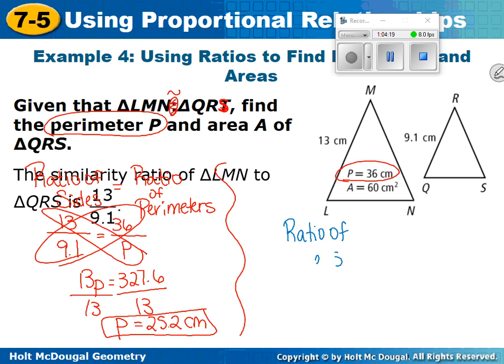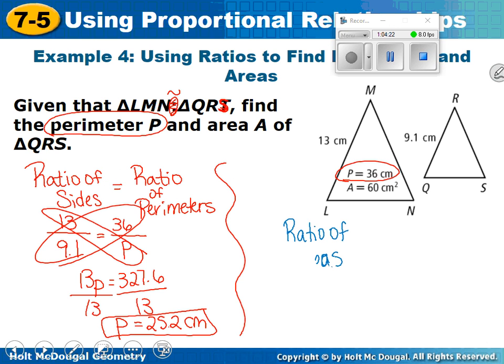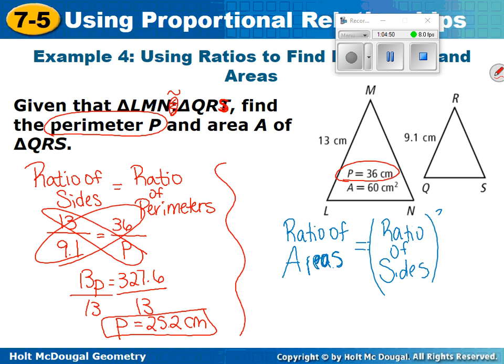that's terrible, now it won't let me write. Let's try again. Areas, I don't know, I give up. The ratio of the areas does not equal the ratio of the sides. It equals the ratio of the sides what? Squared. So the ratio of the areas will equal the ratio of the sides squared. So you're going to have to square the sides and then set them equal to the ratio of the areas. That's a 2.